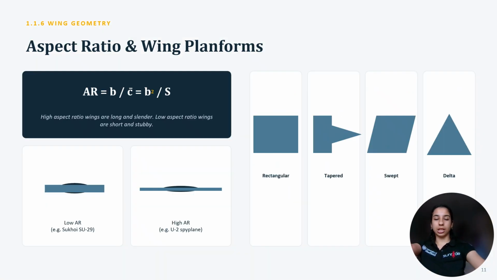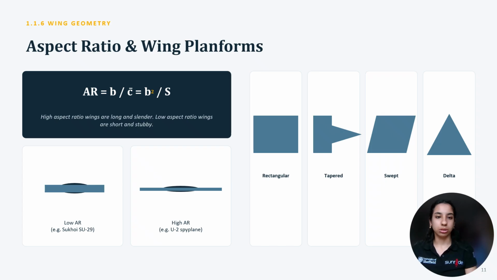Aspect ratio, okay, and wing platforms. Now, you can have different types of wings, depending on what the aircraft is used for. Some aircraft are for commercial use. Some of them are for fighter jets, military. And if you're a big fan, you would understand what I mean, right?